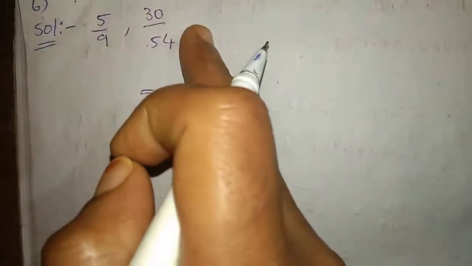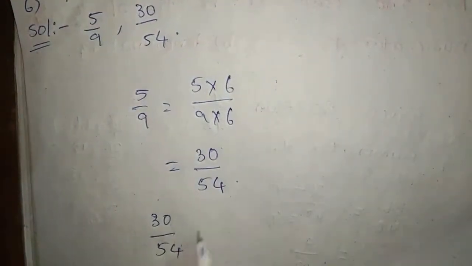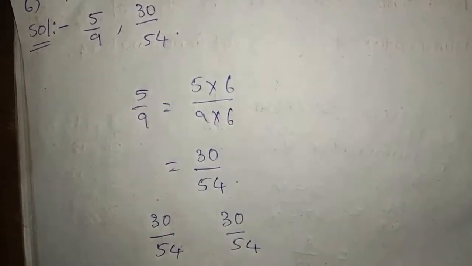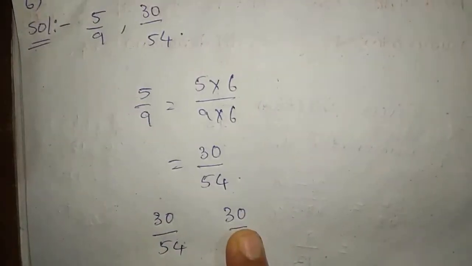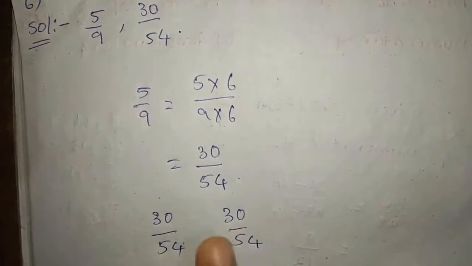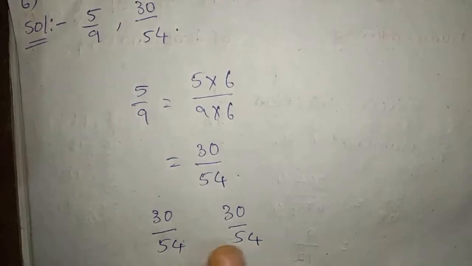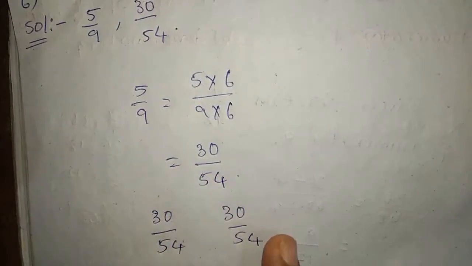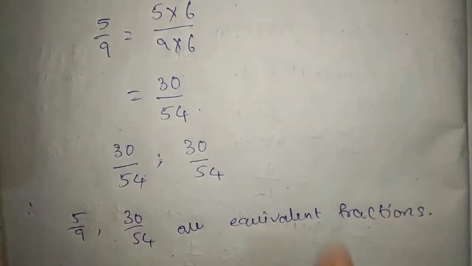So here the given fraction is 30 by 54, and here also 30 by 54. When we make the numerators equal, we can say the denominators are also equal. So the given fractions are equivalent. 5 by 9 and 30 by 54 are equivalent fractions.